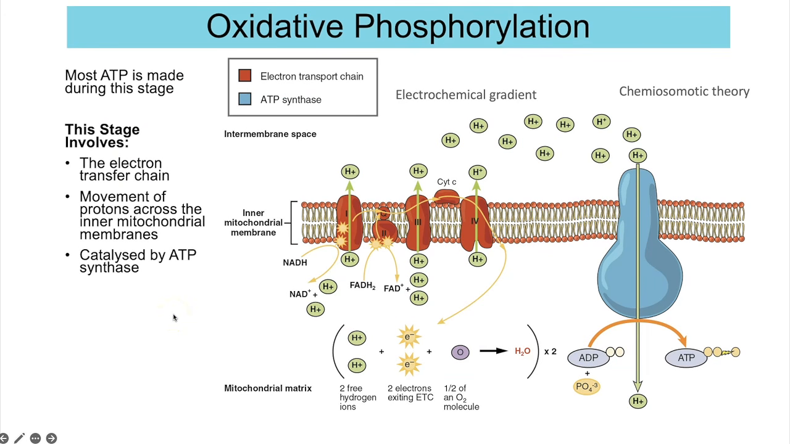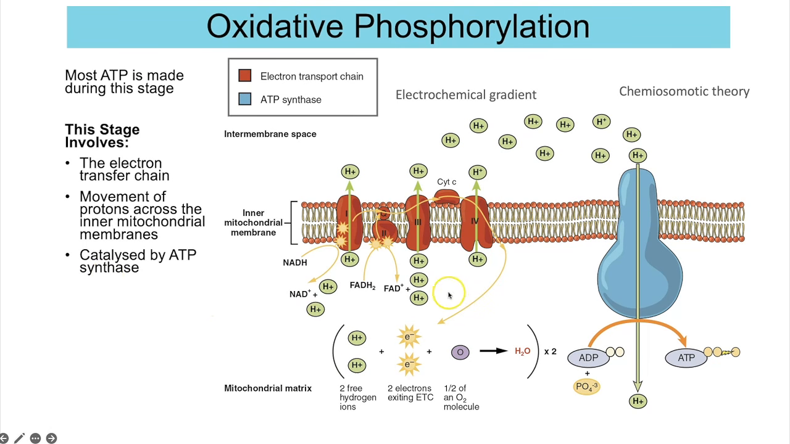And those reduced coenzymes are really important for this final stage, which is oxidative phosphorylation. And this is where most ATP is created. So it involves an electron transfer chain, involves the movement of protons across the inner mitochondrial membrane or the cristae, and we get ATP being produced by ATP synthase. So let's go through what's happening then.